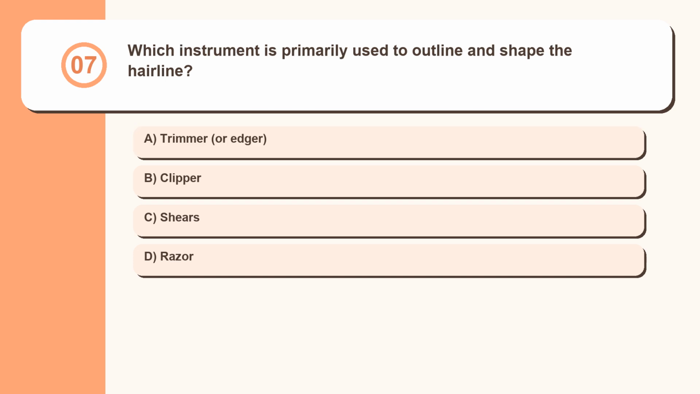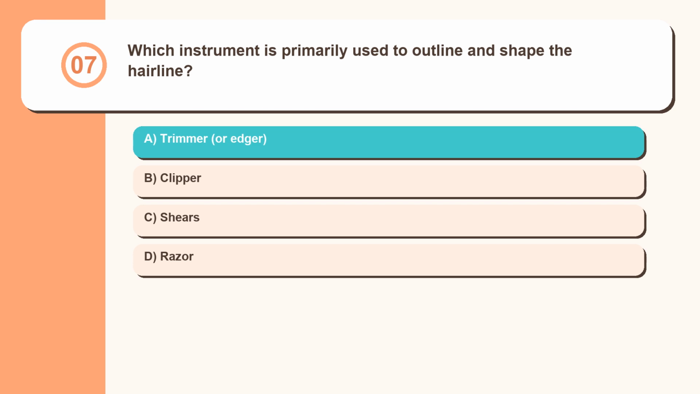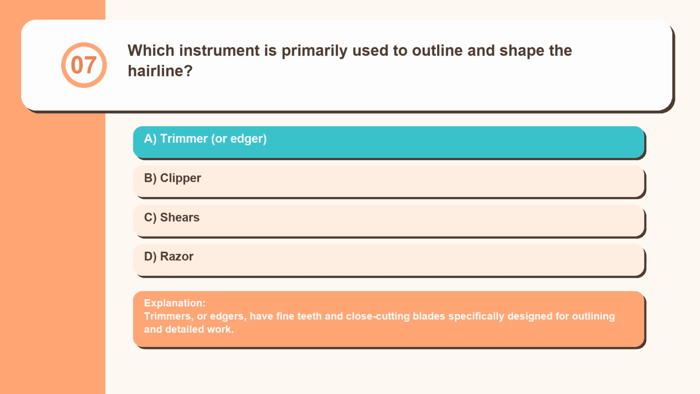Question 7. Which instrument is primarily used to outline and shape the hairline? Trimmer or edger, clipper, shears, razor. Trimmers, or edgers, have fine teeth and close cutting blades specifically designed for outlining and detailed work.